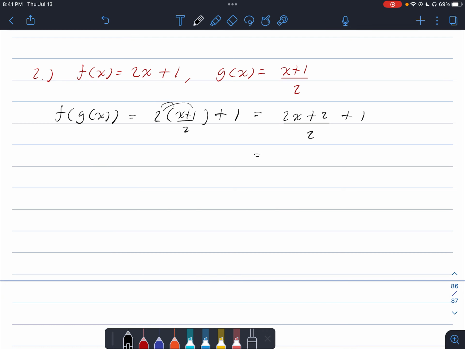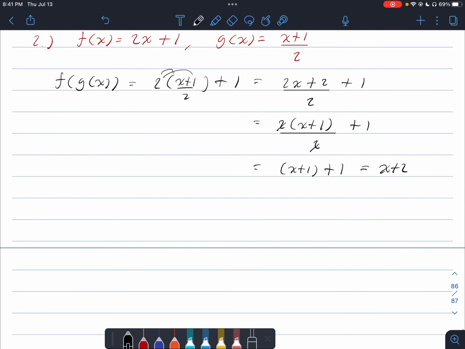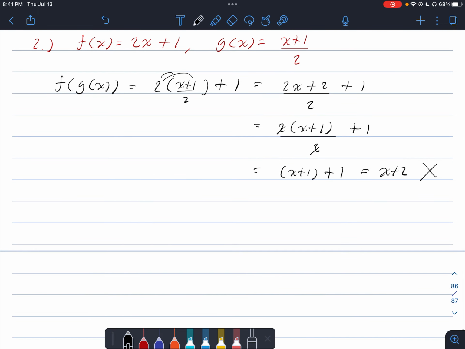Okay? Now we can pull a 2 out on top here, and we get x plus 1. And these 2's will cancel. And now we're left with x plus 1 plus 1, or x plus 2. So that's as much as you can simplify that, and therefore this direction does not work, and we can stop right there. We can say these two functions, f of x and g of x, are not inverses.